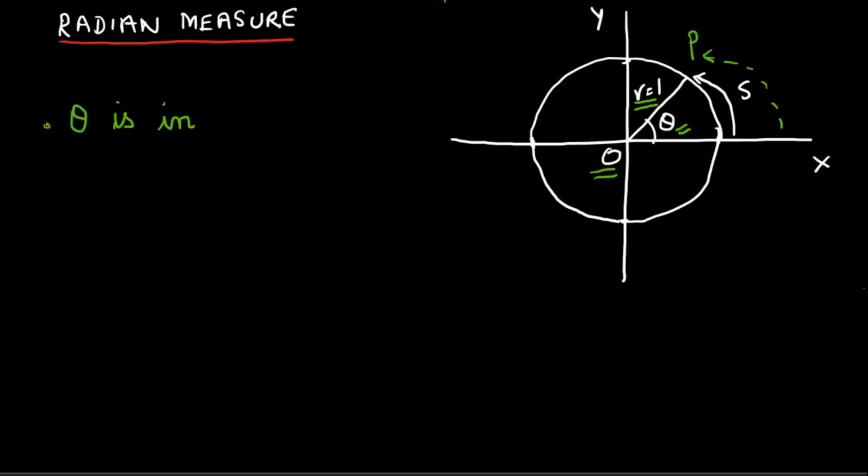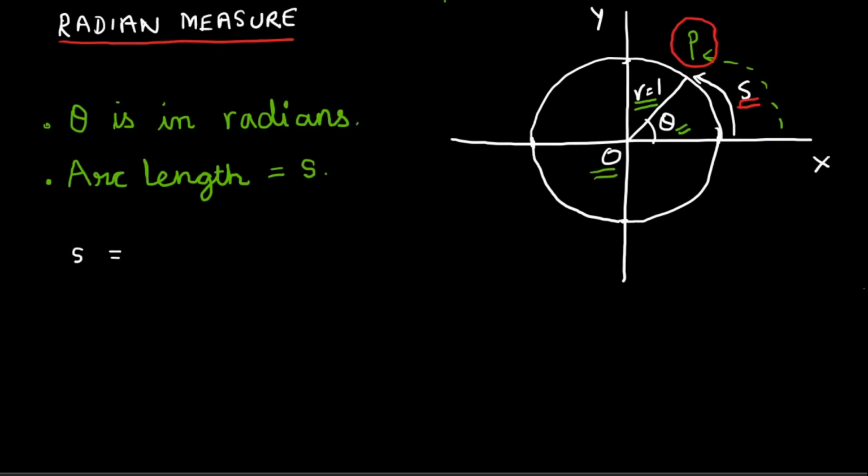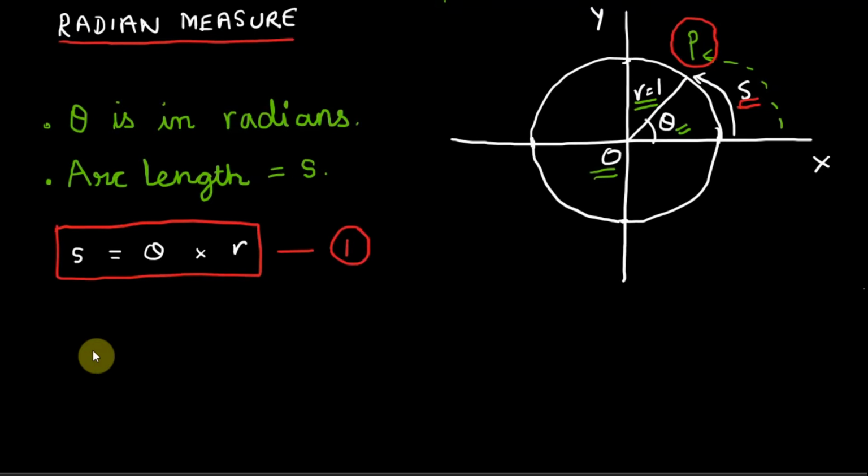Since the radius moved to its current position, let's say P, it made an arc length of S. The length of the arc is theta multiplied by radius. Let's call this equation 1. If you divide each side of equation 1 by the radius r, we get S, which is the arc length, divided by r equals theta multiplied by r divided by r. r cancels out and we have theta equal to arc length S divided by r.